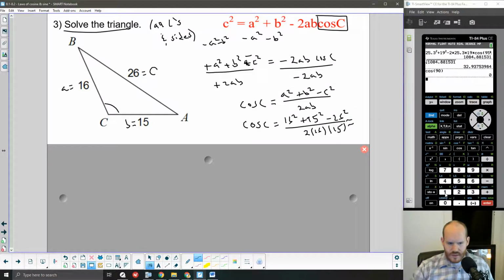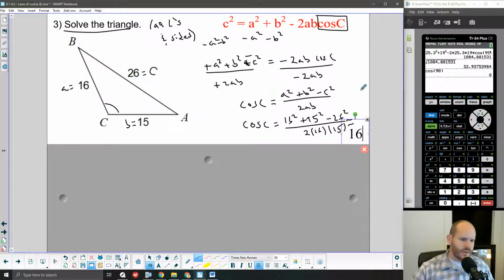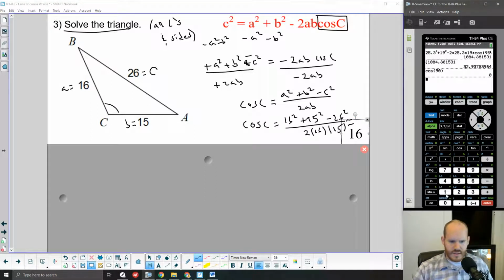So I'm going to go over here and type it in on my calculator. I'm going to type in 16 squared plus 15 squared minus 26 squared. Hit enter. I'm going to divide that by, and I'm going to put parentheses because I'm dividing it by the product of 2 times 16 times 15.